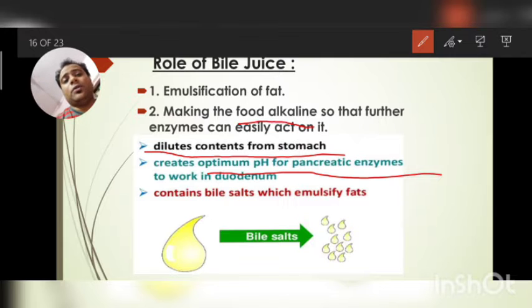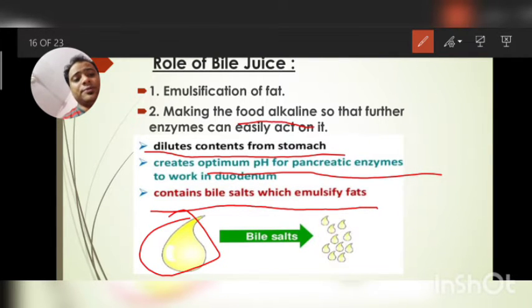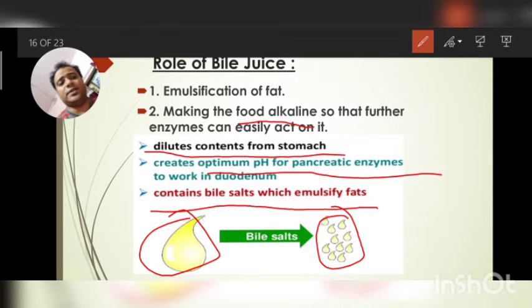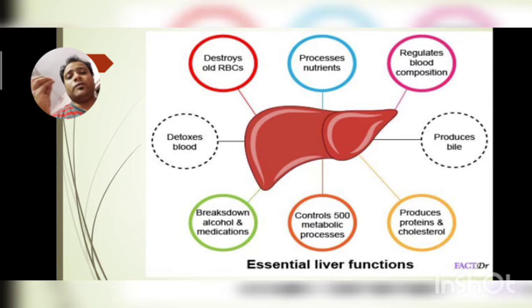Bile salt emulsifies fat. See here, this is a very complex fat molecule. They help to emulsify it, and this is the emulsified fat, they make it very small. After that, what are the other functions of the liver? We have seen how digestion takes place here. Now what are the other functions?